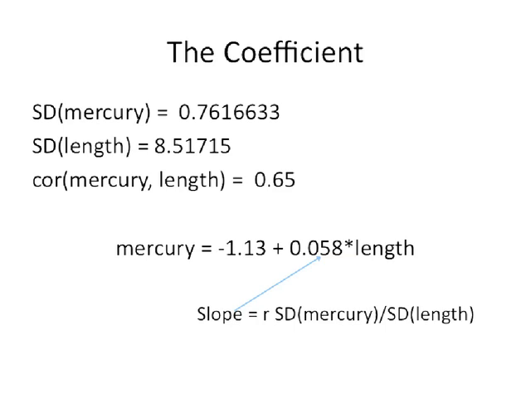Back to the fish example. Let's take a look at the coefficient if we fit a line to try and predict mercury based on the length of the fish. To get the slope, we only need three pieces of information: the standard deviation in mercury, the standard deviation in length, and the correlation between mercury and length. The slope is R, the correlation, times the SD of mercury, divided by the SD of the length of the fish. In this particular case, it's 0.058.